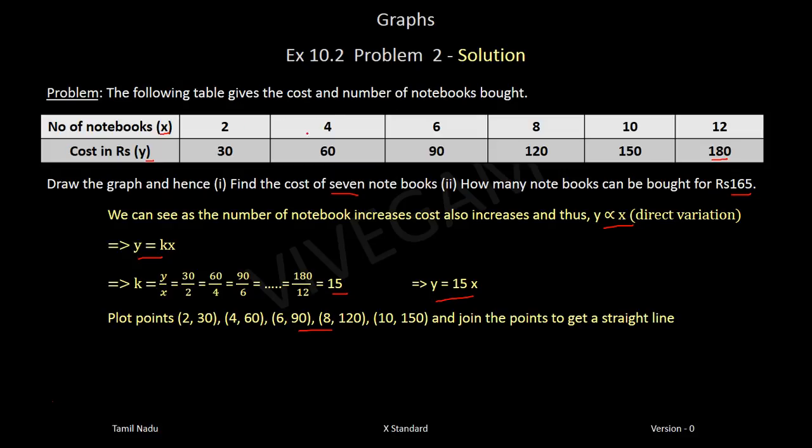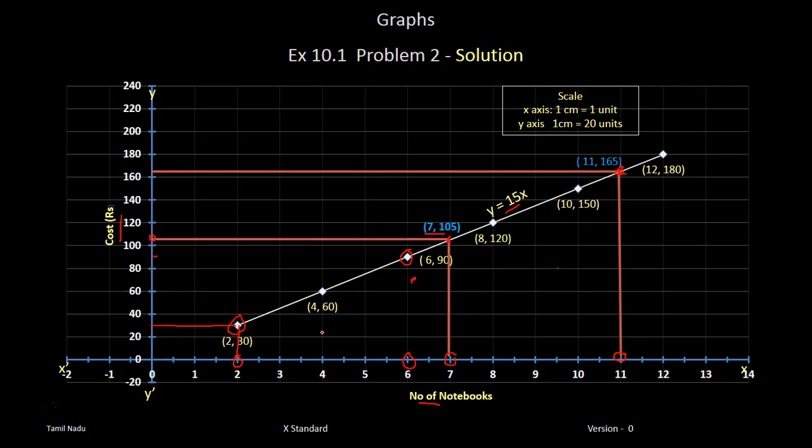So we have all the values, and you can see as x increases, y is increasing. So y is directly proportional to x, or y is equal to kx. So k will be y by x. Substitute a few values and you'll get the value of k. Rewrite the equation y equal to 15x. Then collect all the points. So these are the points which need to be plotted.